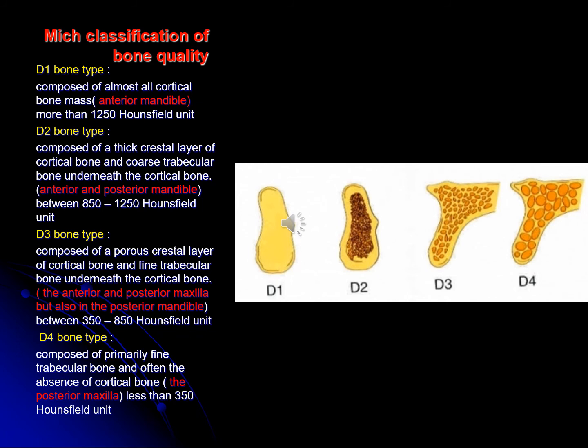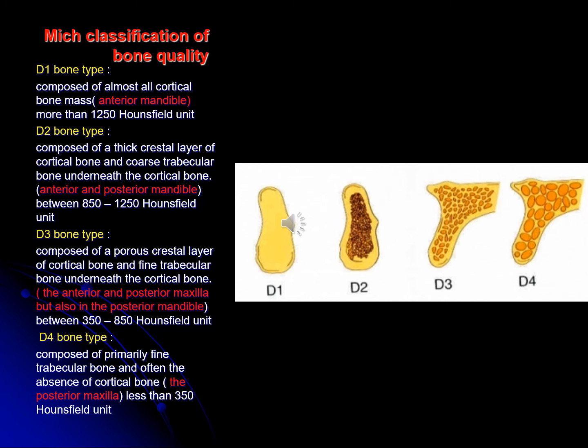In D2 bone type, we have a thick layer of cortical bone that provides excellent primary stability, and we have dense cancellous bone that gives us excellent osseointegration. In D3 bone type, we have acceptable primary stability because we have a thin layer of cortical bone, and we have acceptable osseointegration because we have acceptable density of the cancellous bone. That means the best bone for receiving our implant is D2.